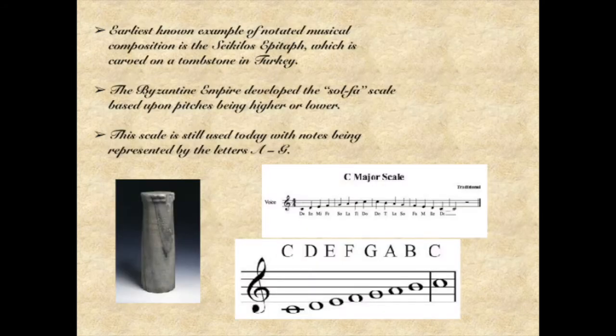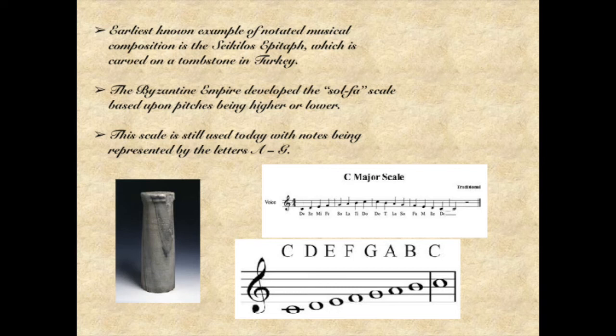The earliest known example of a complete notated musical composition, a song complete with lyrics, used a method of notation developed by the ancient Greeks. This piece of music is called the Seikilos Epitaph. It is carved on a tombstone in Turkey, and it most probably dates back to the 1st century AD. The Byzantine Empire developed the equivalent of the Western solfa scale in the form of notation based on pitches being higher or lower than the previous one.